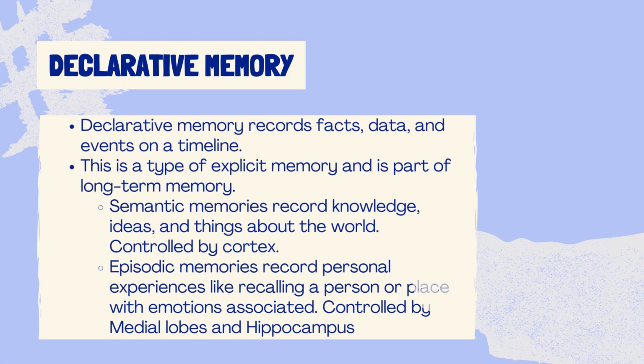First, declarative memory records facts, data, and events on a timeline. This is the type of explicit memory and is part of long term memory. Semantic memory, a type of declarative memory, records knowledge, ideas, and things about the world, like culture. This is controlled by the cortex. Episodic memories record personal experiences like recalling a person or place with emotions associated with it. This is controlled by the medial lobes and the hippocampus.